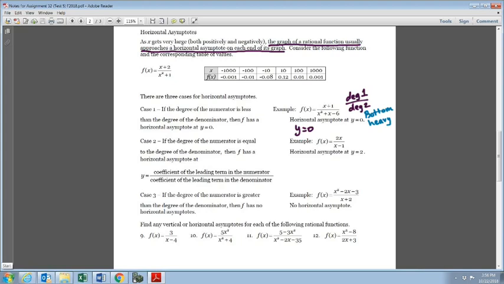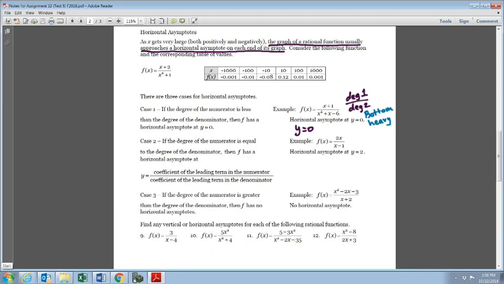In case 2, the degrees are the same. That's what they're saying there. And it says y is equal to the coefficient of the leading term in the numerator over the coefficient of the leading term in the denominator. Let's do the example to see that.